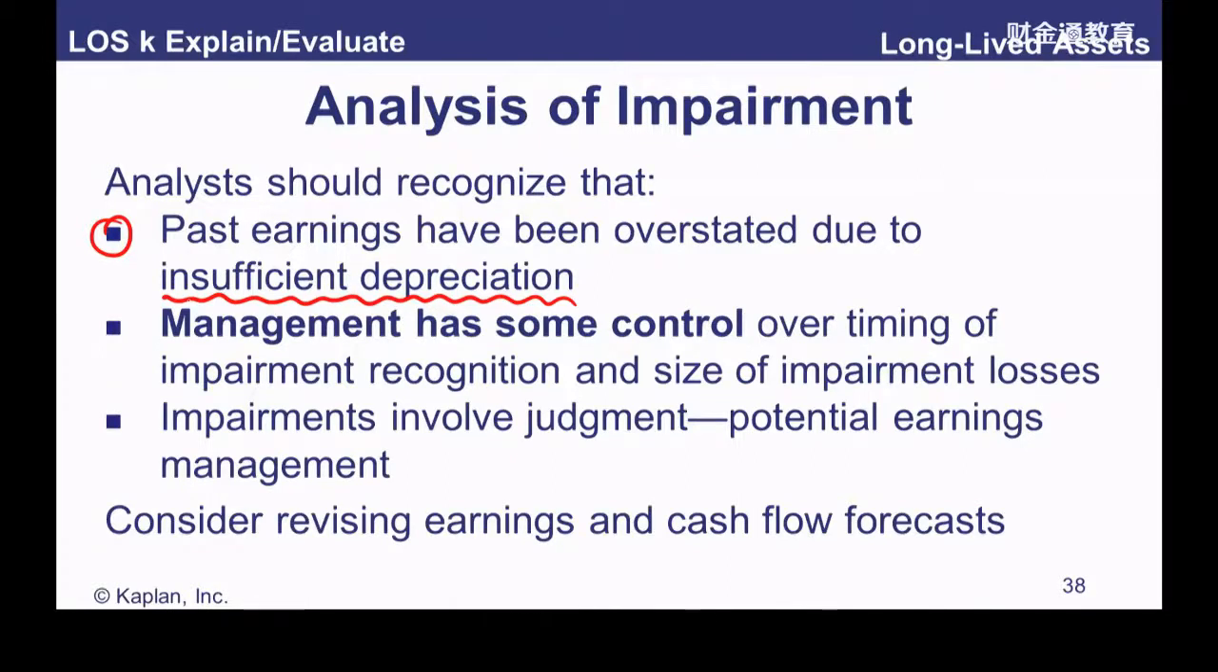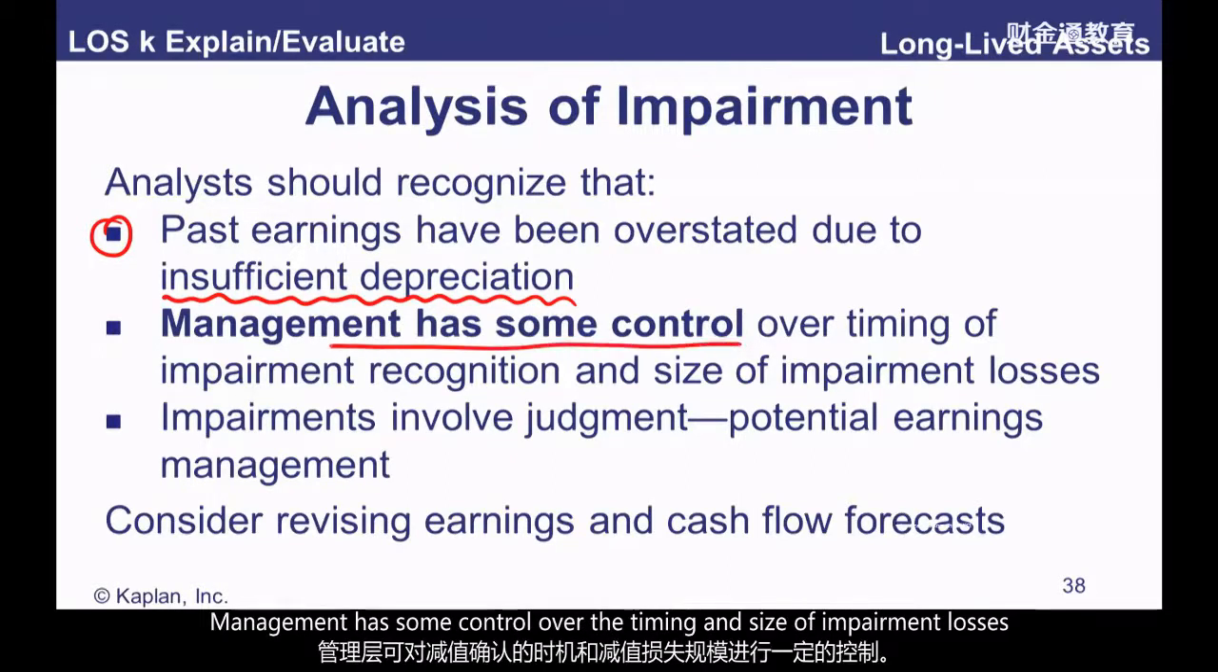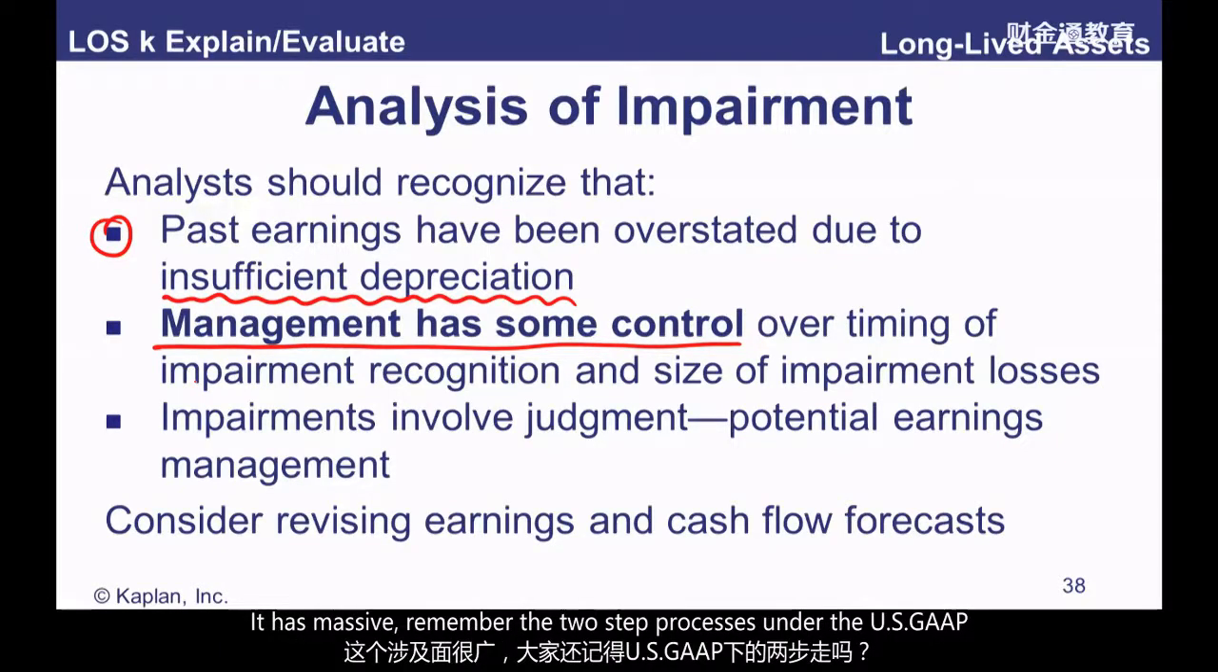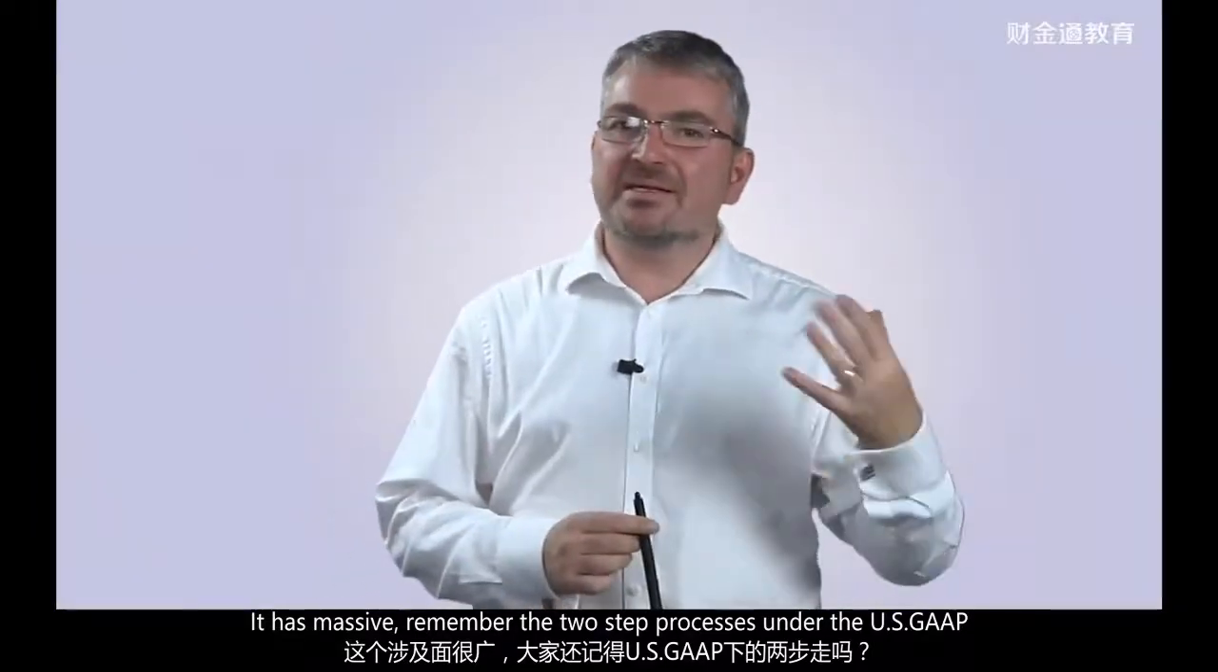Now again, yes, look, management has some control over the timing and the size of impairment losses. It has massive control. Remember the two-step process under US GAAP.